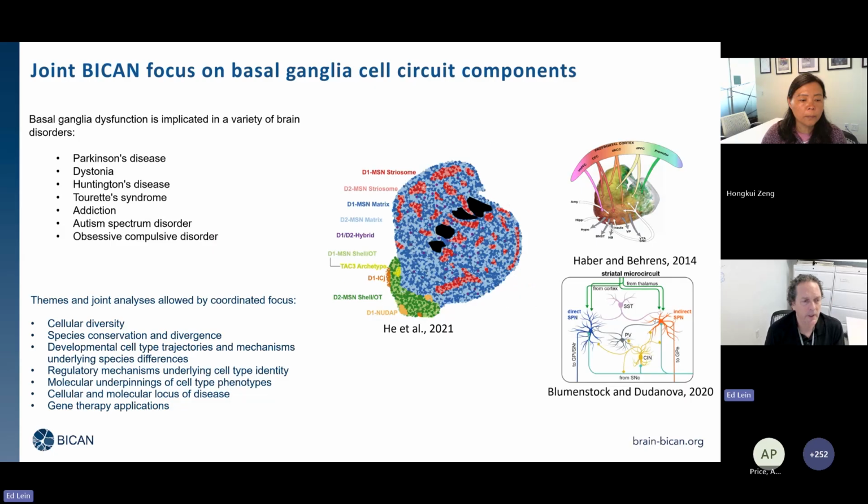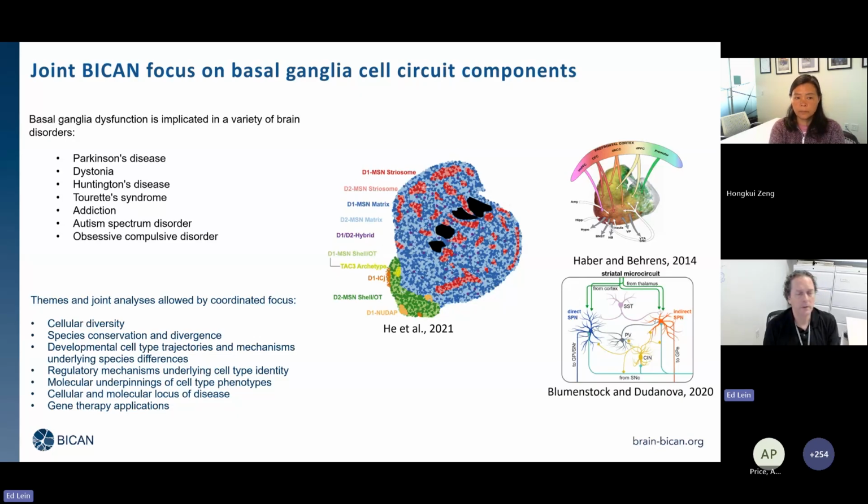As we did in BICCN, we focused initially on one part of the brain. And in this case, we decided to go subcortically and focus on the components of the basal ganglia circuitry. In part, this is because of its high disease relevance. Of course, this is involved in a whole range of different disorders, motor disorders like Parkinson's, Huntington's, also more cognitive disorders and addiction as well.